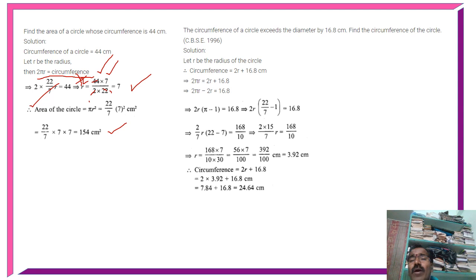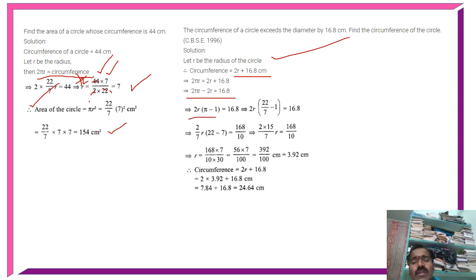the diameter by 16.8 centimeter. Find the circumference of the circle. Radius of the circle, let us take r. Circumference equals diameter plus 16.8, meaning 2r plus 16.8. So the circumference formula 2 pi r equals 2r plus 16.8. Send 2r this side: 2 pi r minus 2r equals 16.8. 2r is common, pi minus 1.